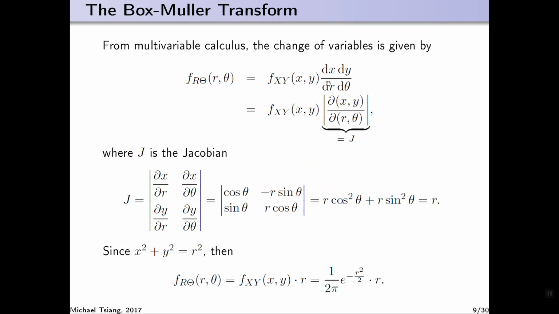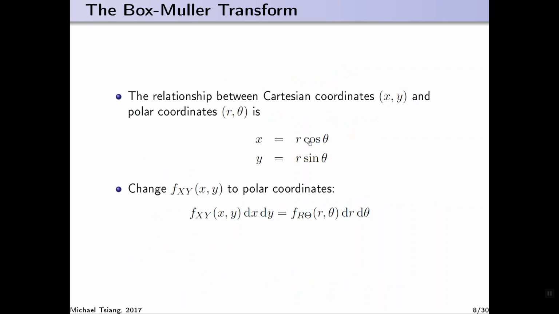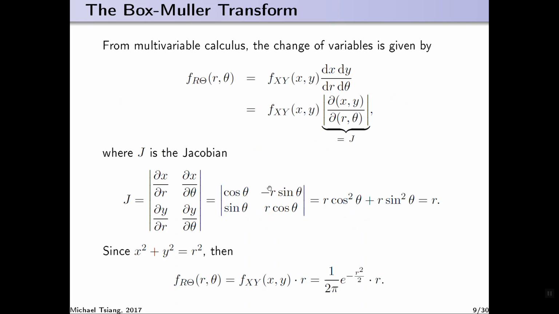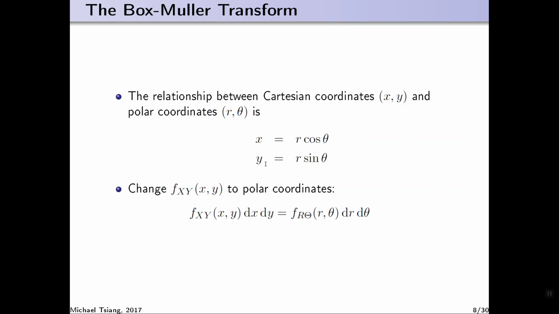So the Jacobian, you take the ratio, dx dy over dr d theta, and this whole thing becomes the Jacobian, which is the matrix of dx dr, dy dr, dx d theta, dy d theta. How does x change with respect to r? That changes via cosine theta. How does x change with respect to theta? The derivative of that would be negative r sine theta. How does y change with respect to r?